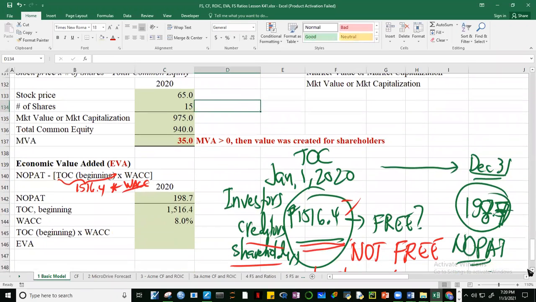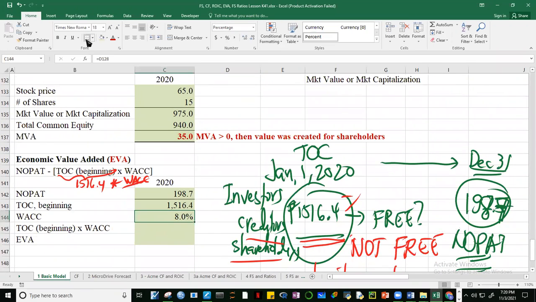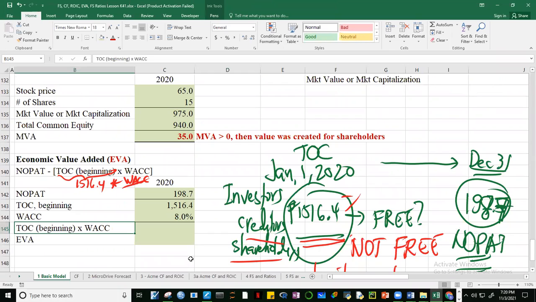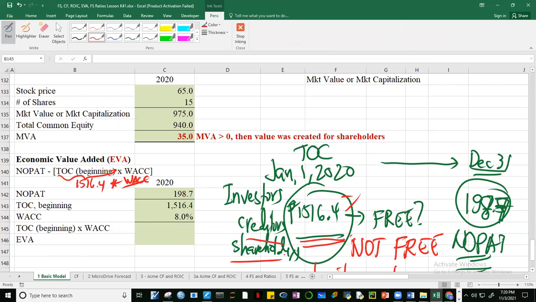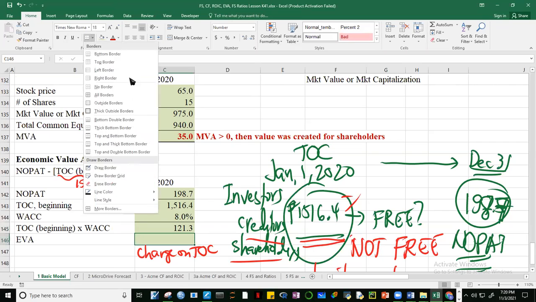So we're going to charge management for the use of this capital. When we make management pay for the use of operating capital, we call it the charge on the total operating capital. How much was the charge on total operating capital? It was whatever the TOC beginning is multiplied by the cost of using that capital. So 121.3.